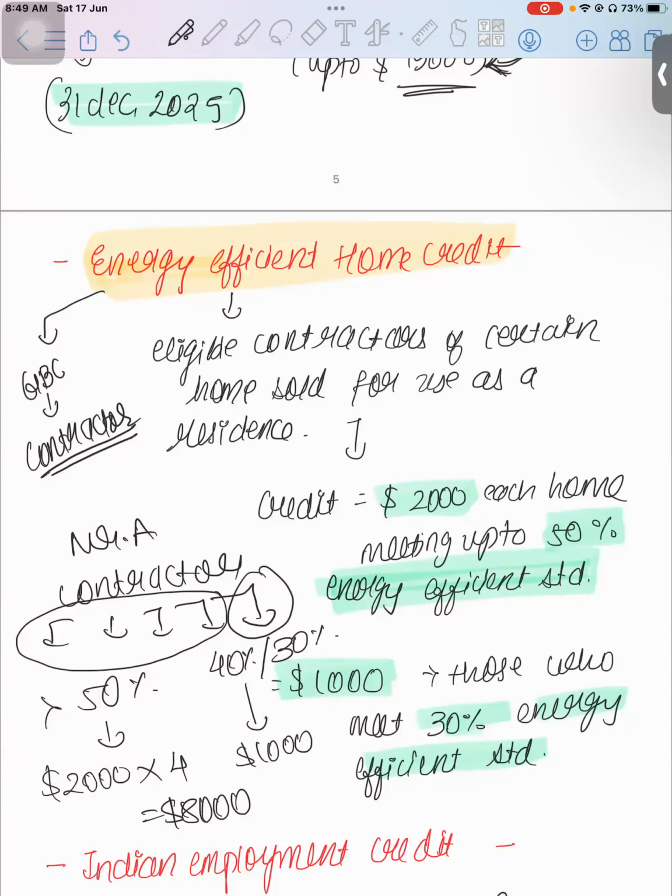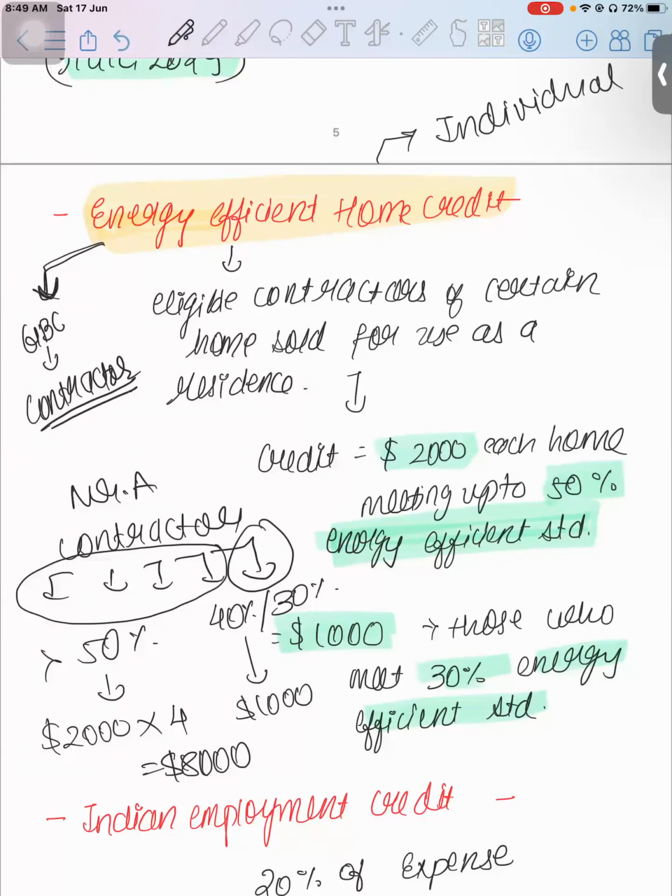Next, one more credit some people might have heard of is if you are purchasing some solar or energy efficient appliances for your house. That is also called an energy credit, but that is from the point of view of individuals. Right now we are learning about businesses. So whatever business related energy efficiency thing you are incurring, and that particular home is being sold further, for that you can take this.